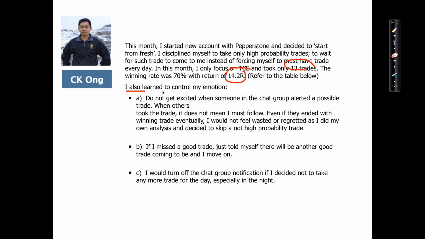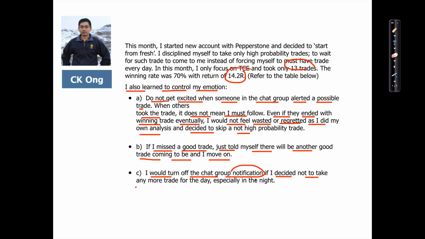Okay? I also learned how to control my emotion. Do not get excited when someone in the chat group alerted a possible trade. When others took the trade, it does not mean I must follow it. Very good. Even if they ended up with a winning trade eventually, I would feel that it's not wasted. I will not regret it, as I did my own analysis and decided to skip it because it's not a high-probability trade. If I miss a good trade, I'll just tell myself that there'll be another good trade coming and I move on. I like this one. I would turn off the chat group notification if I decided not to take any more trades during the day, especially in the night.